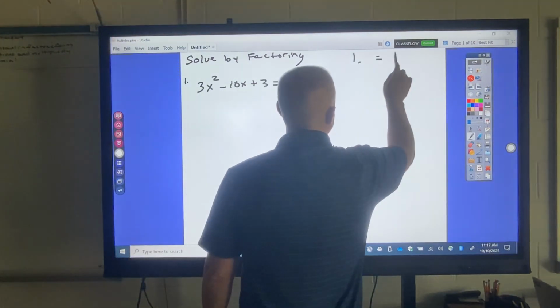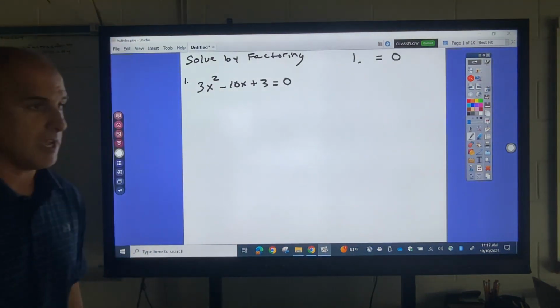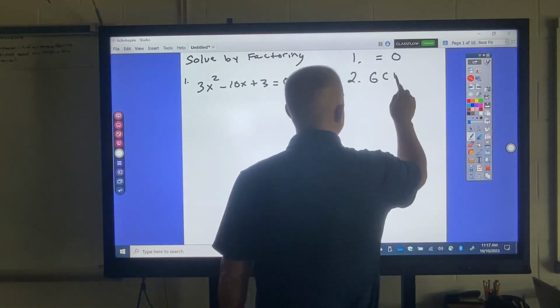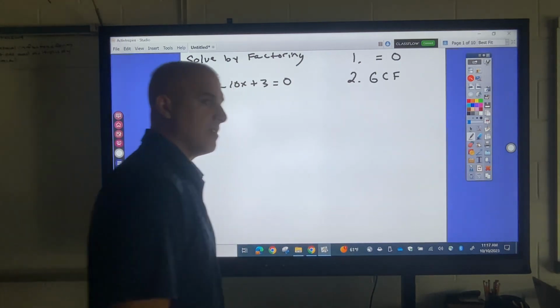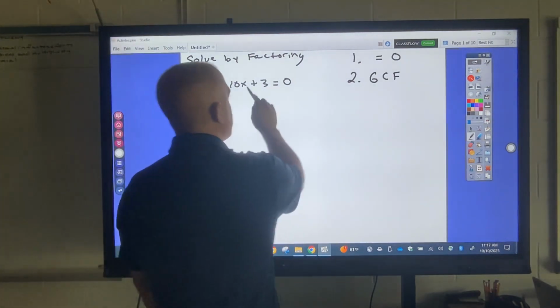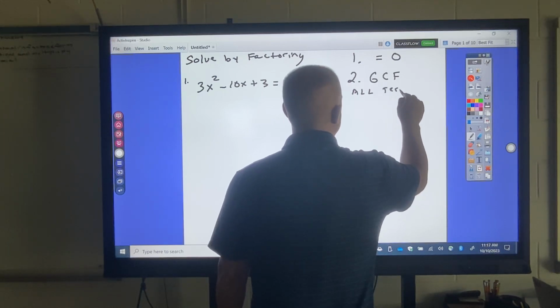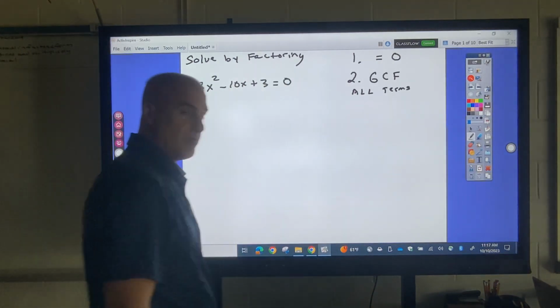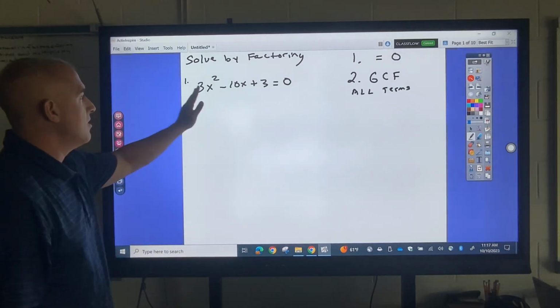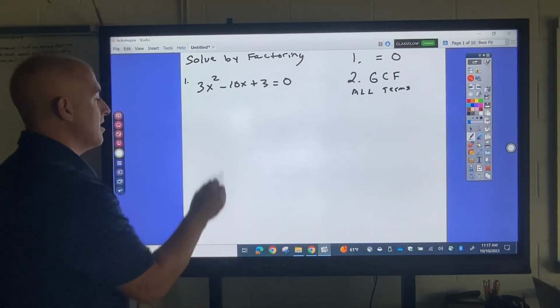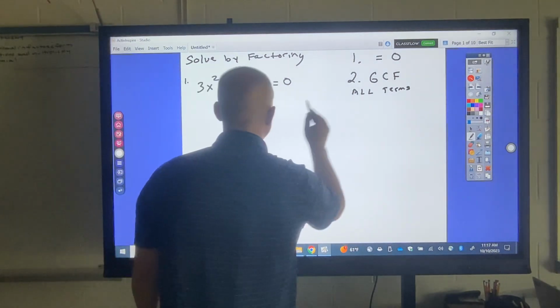First thing you've got to do is make sure it's set equal to 0. What you want to do next is see if you have a GCF, a greatest common factor. And what that means is a number that goes into all terms, but obviously not the equals 0. So there's no number that would go into all of these; these two would be 3 and 3, but that wouldn't go into 10. Now, there are a lot of different ways to factor.